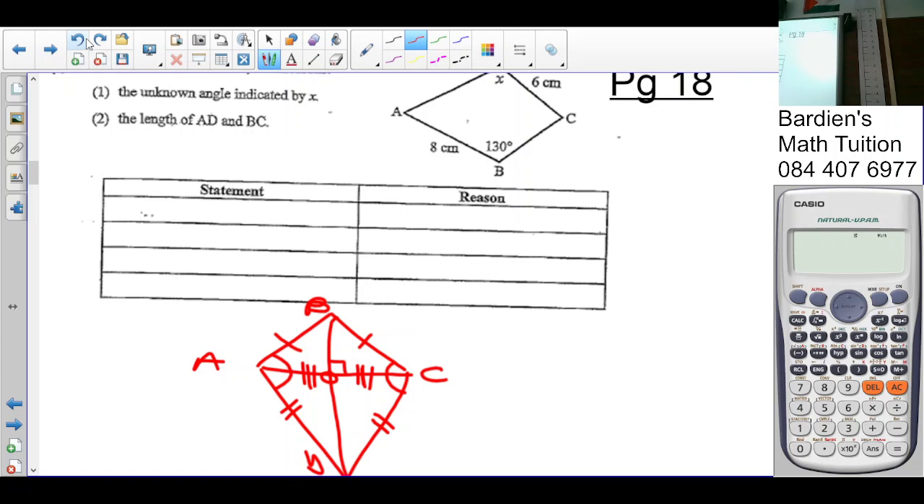Right, here we go. One diagonal bisects its vertex angles. You see that angle there is equal to that angle there? I could have had this angle there equal to this angle there, and that angle is equal to that angle. So that rule is one diagonal bisects its vertex angles.